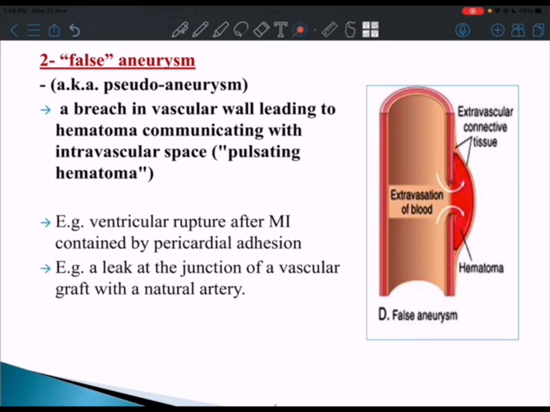Another example: leak at the junction of a vascular graft with a natural artery. What's a vascular graft? A graft means we are doing an implantation. Yes, to bypass a certain problem in a segment of the artery, we implant a graft there. Now, during connecting the graft with the original blood vessel, this problem may happen, which is hematoma formation or leakage from the site of connection. If this happens, I call it an example of a false aneurysm.